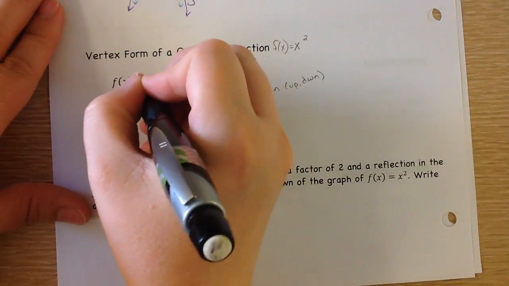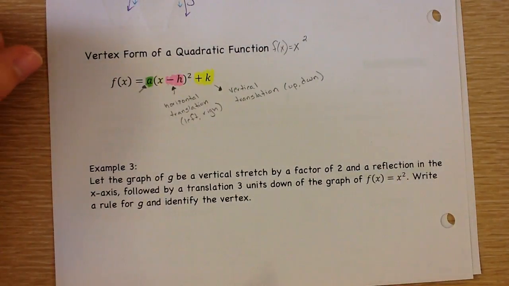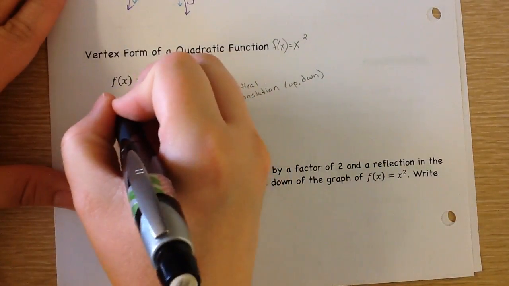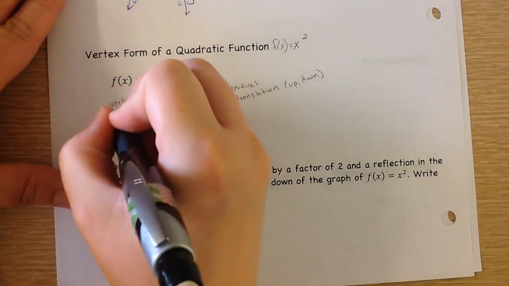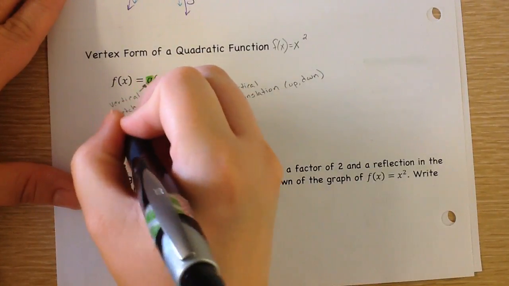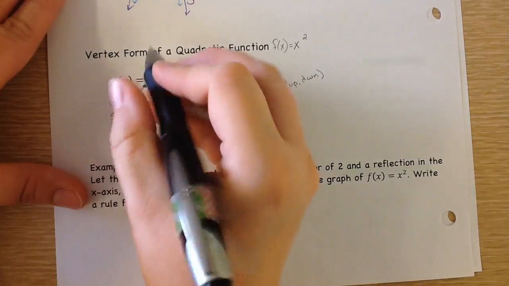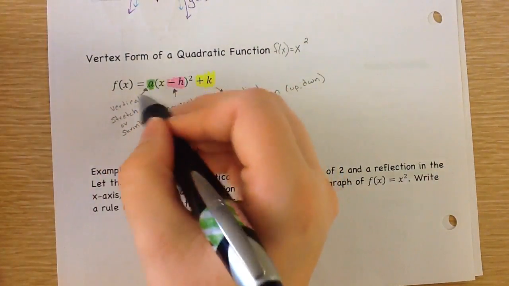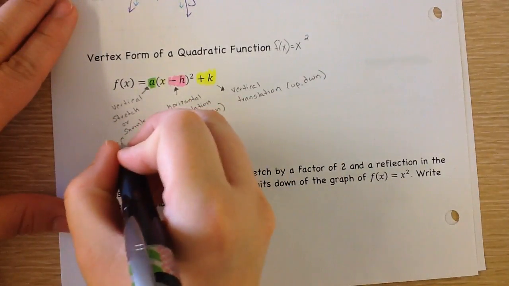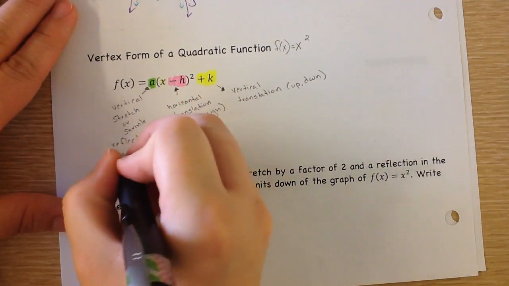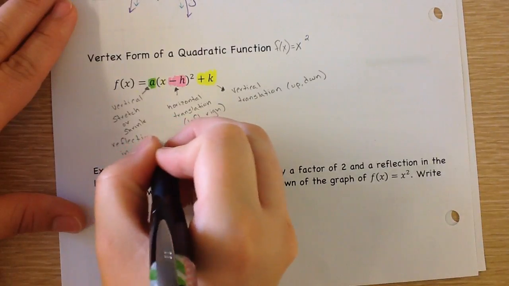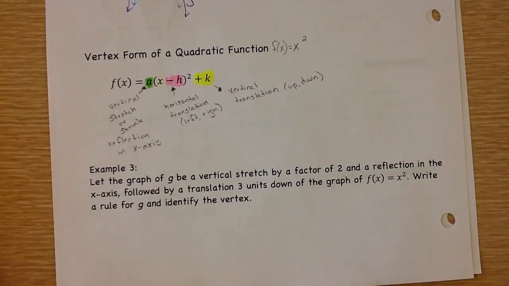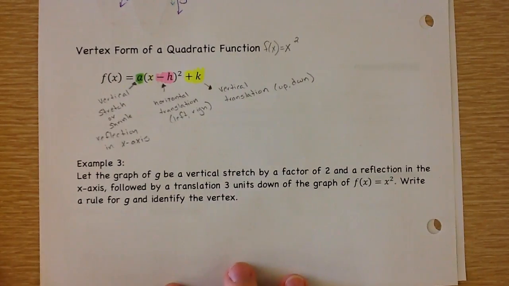And this a out front, again, multiplying out front by a number, is our vertical stretch or shrink. But it also reflects, because if it's positive, it doesn't do anything, but it can also reflect in the x-axis if it's negative. So it's also a reflection in the x-axis if it's negative. So that a does double duty. If it's a number, it's going to stretch and shrink. If it's negative, it's going to reflect. Okay.